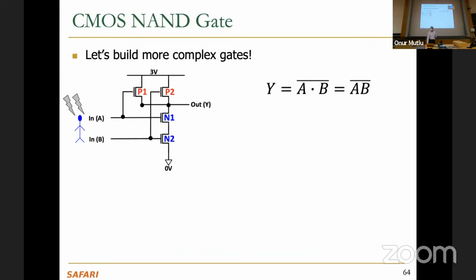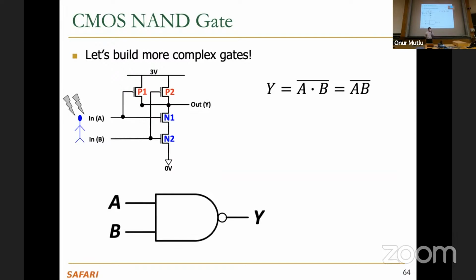Looks great, right? Everybody's okay with this analysis? Okay, good. And this is how we represent it in a schematic way. This bubble always means it's inverted. If this bubble doesn't exist, then this is an AND gate. But because of this bubble, it's a NAND gate right now. Y is equal to NAND of A and B.